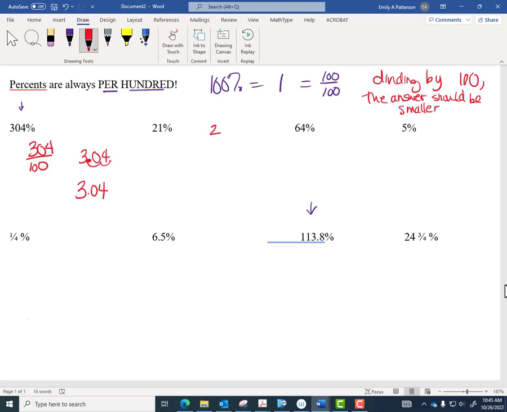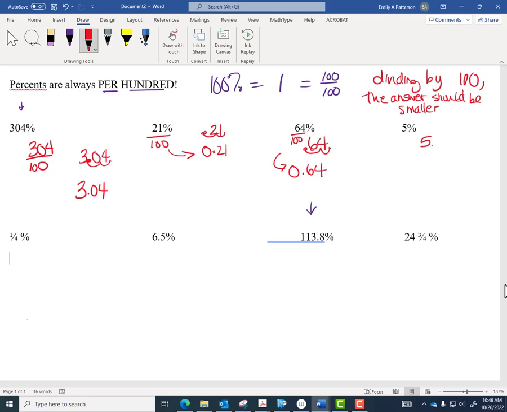So I can take 21. Again, I can just take 21 and move the decimal twice. So it's 0.21, or it's 21 per 100. And again, dividing it on the calculator, you'll get the same thing. 64%, that's here. In order to move it into a decimal, I move it in the smaller direction, or make it smaller. So it's 0.64. But again, dividing by 100, I get the same answer.